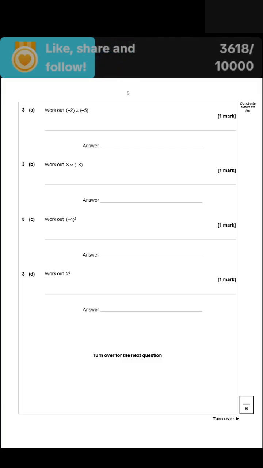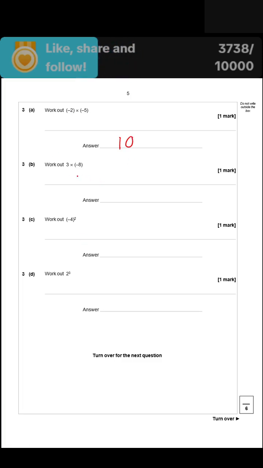It's got -2 times by -5. What happens when we multiply 2 negatives together? Thank you, Sophie. So we do negative times by negative gives you a positive. We do 2 times by 5, that gives us 10.